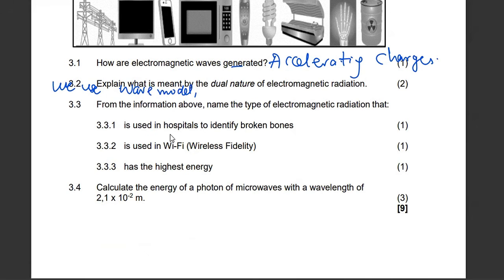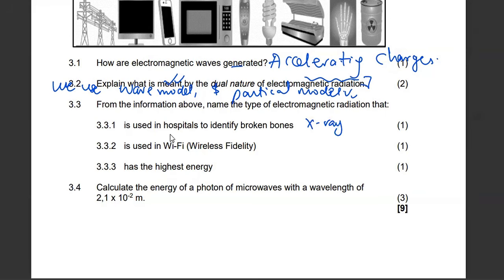Okay, we have the wave model, and then we also have what we call the particle model. If we can use the wave model and the particle model, then we can be in a position to explain what electromagnetic radiation is, because the wave model brings it out properly. And if we also use the particle model, it also describes most of the properties of electromagnetic radiation. And then 3.3. Okay, from the above, name the electromagnetic radiation that is used in hospitals to identify broken bones.